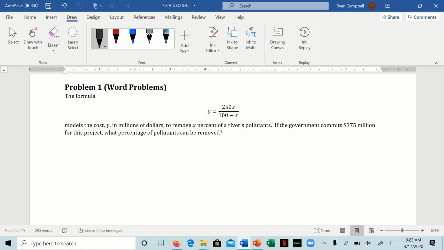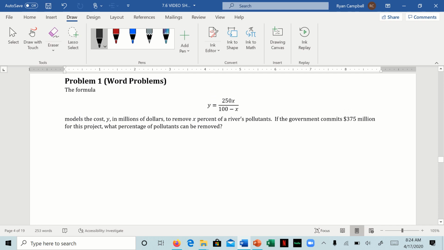Problem number 1. This formula models the cost in millions of dollars to remove x% of a river's pollutants. If the government commits $375 million for this project, what percentage of pollutants can be removed? All right, so y is the cost, in millions of dollars. So that's what the 375 million is, right? So 375 is 250x over 100 minus x, and we're trying to solve for x.